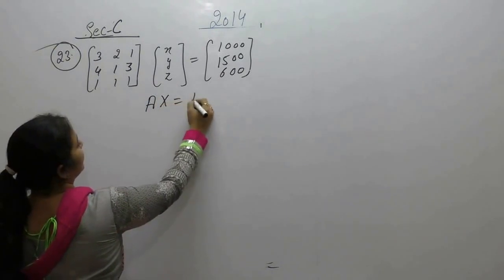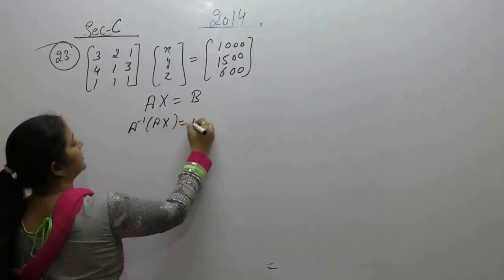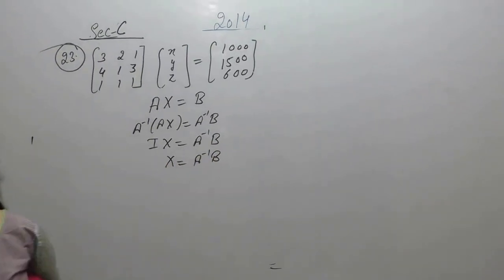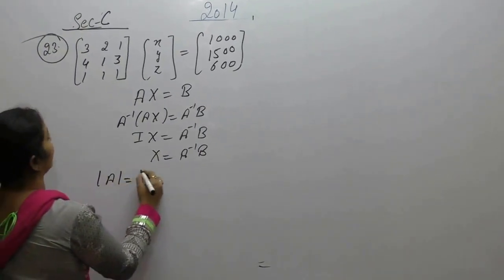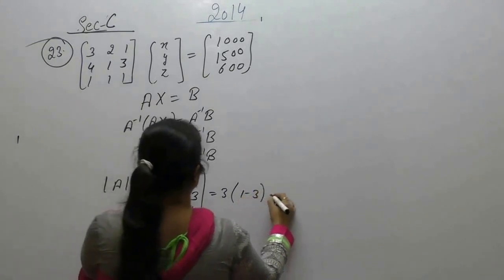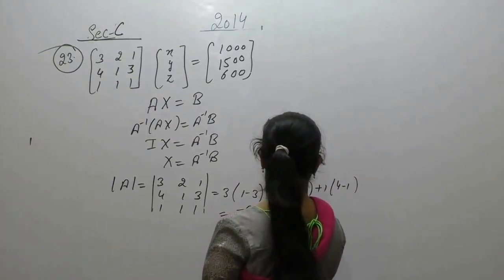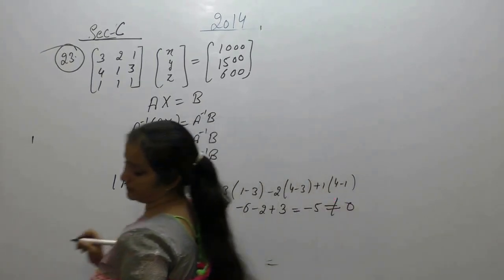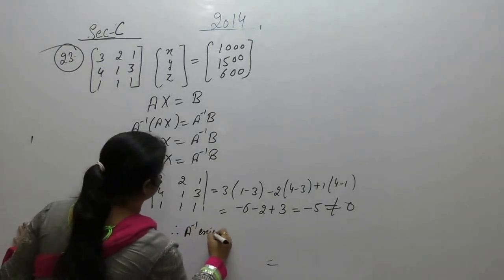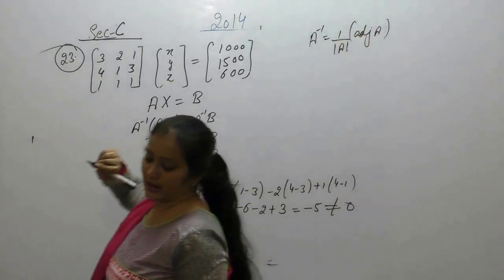This is A. Let this matrix be A, this X and this B. Now multiply by A inverse. A inverse into A is I, and I into X is X. So X is A inverse B. Now first we have to find the determinant of A to check whether A inverse exists or not. So 3 into 1 minus 3. So the determinant of A is not equal to 0, therefore A inverse exists, and A inverse is equal to 1 upon determinant of A into adjoint of A.